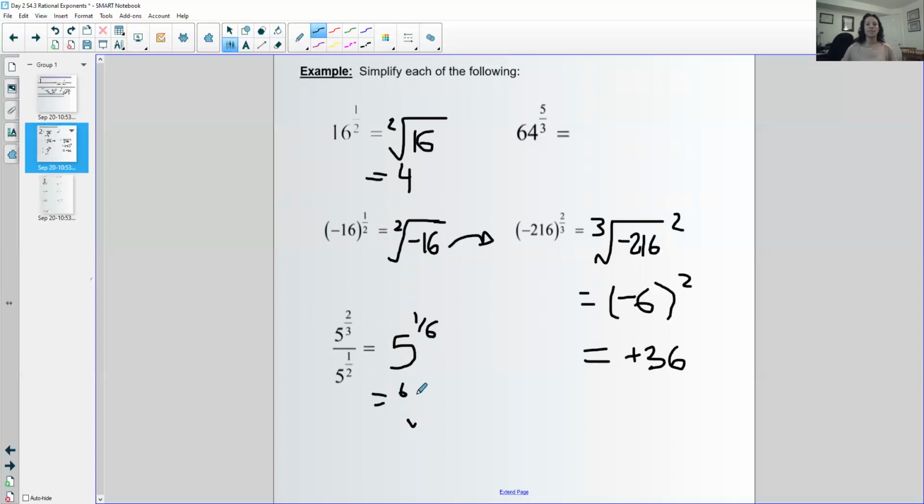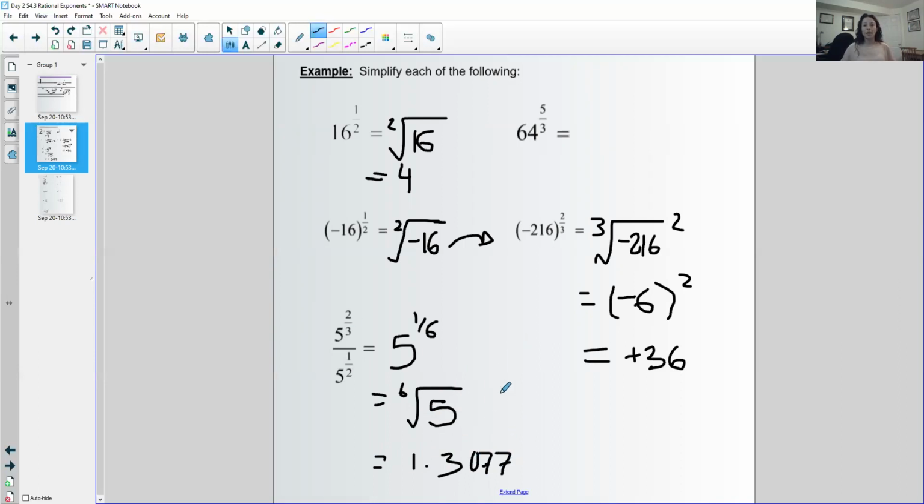That would be the 6th root of 5. Now from here, I would prefer if you left it as a radical sign, but if you have to, you can try plugging it in on your calculator. Oops. Oh yeah, that was the right one. And I get 1.30766. Okay, so 0766, 077. We'll round a bit.